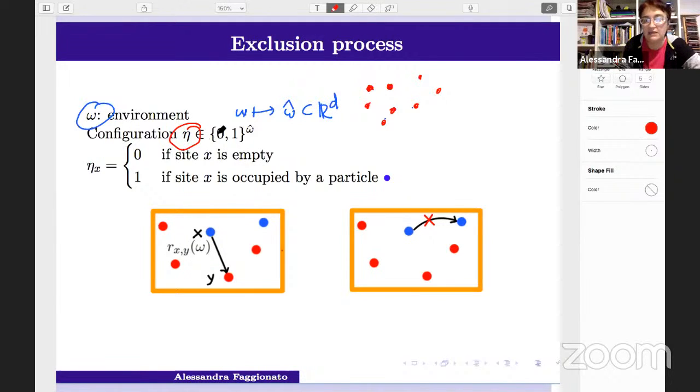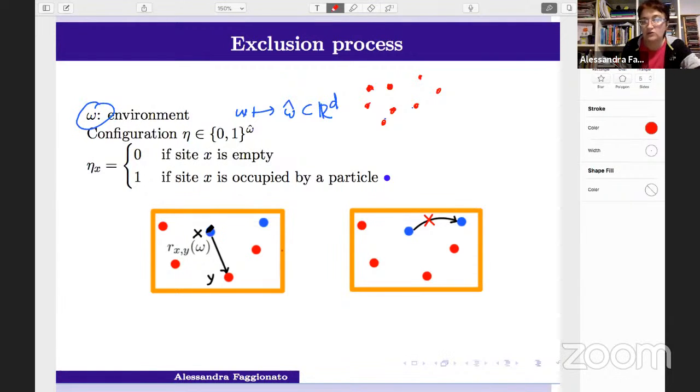So eta is an element of {0,1}^omega hat with this interpretation. If the occupation number eta_x is equal to 0, then the site x is empty, not occupied by a particle. For example, there is no particle here. While if eta_x is equal to 1, then the site x is occupied by a particle, and particles are colored blue. And then each particle behaves as my original random walk. At least each particle wants to behave as the original random walk, but there is a constraint.